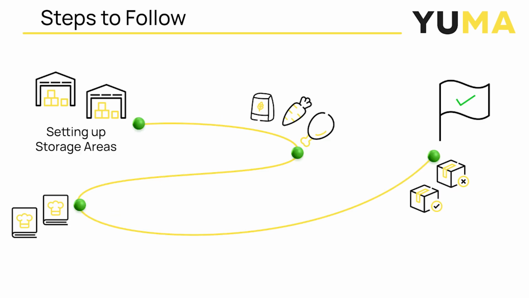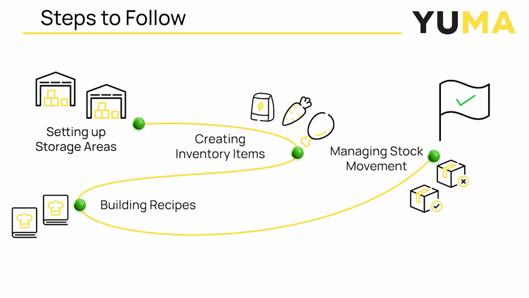First, you'll set up your storage areas. Then you'll create your inventory items, which are core ingredients and products your business uses every day. From there, those items are used to build recipes. And once everything is connected, you'll be able to manage stock movement through things like receivings, transfers, and write-offs. Once this setup is in place, YUMA begins to track your stock automatically based on what you sell and use, helping you run a smoother, more reliable operation without the manual effort.